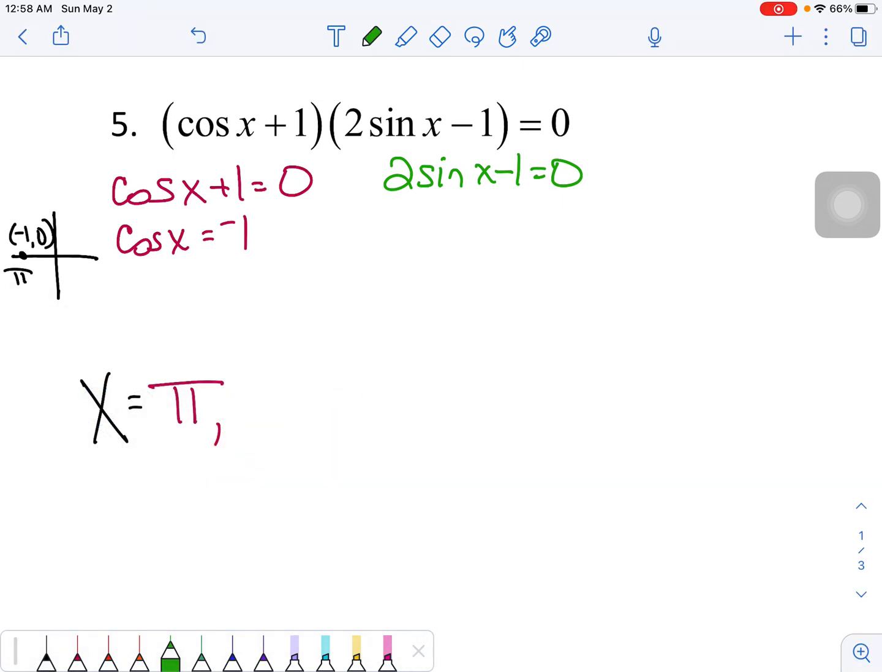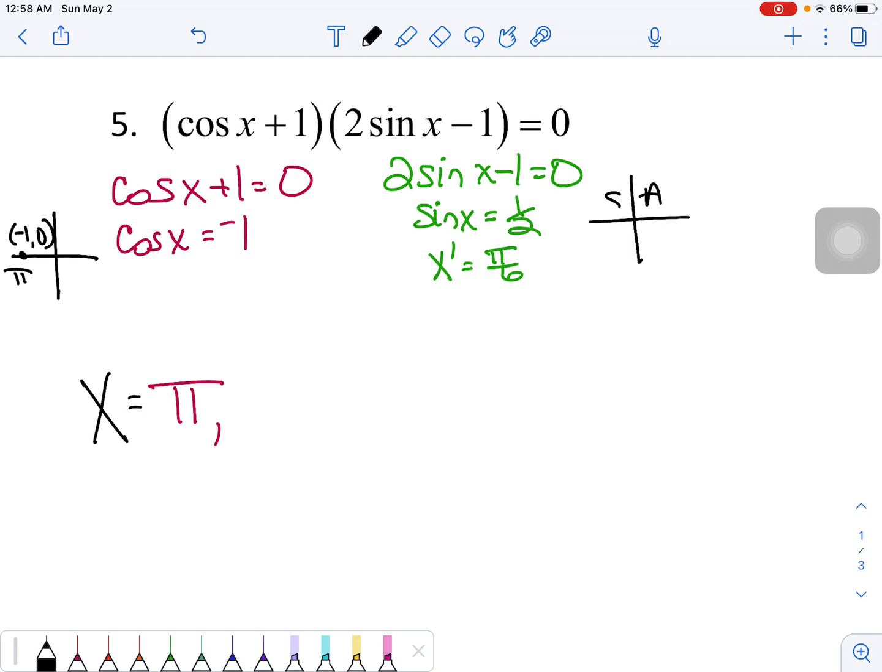Separately, we've got this equation for sine. I'm going to solve it. So we've got sine of x is equal to 1/2. And I want to solve that. So my reference angle would be pi over 6. Visually, all right, ASTC, I'm dealing with positive sine here. So when is sine positive? Well, that's going to be first and second quadrants.